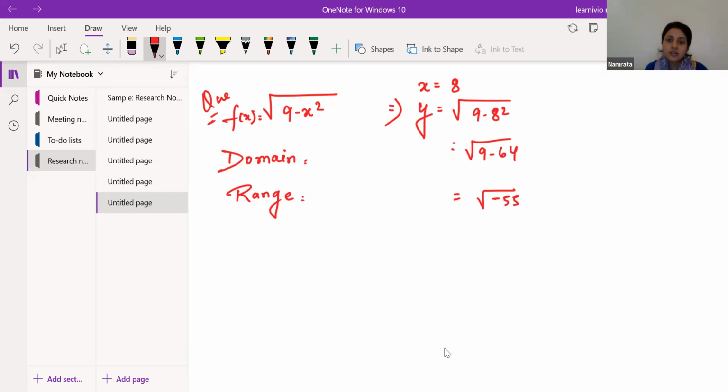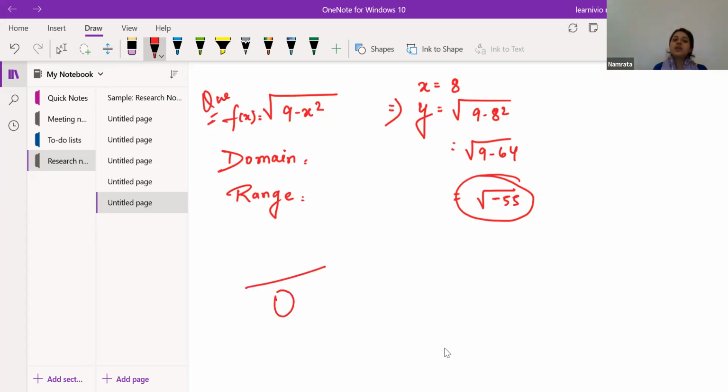Right? Is it fine? In mathematics, is it acceptable to have a minus sign inside the square root sign? It's not acceptable. In mathematics, we will try to avoid two things, which are not acceptable.